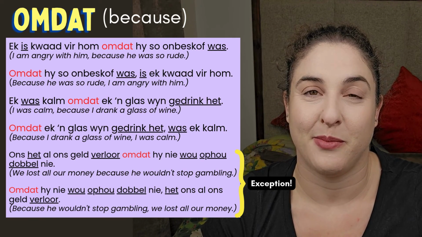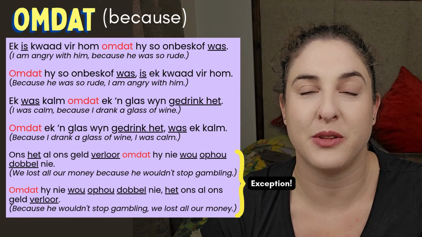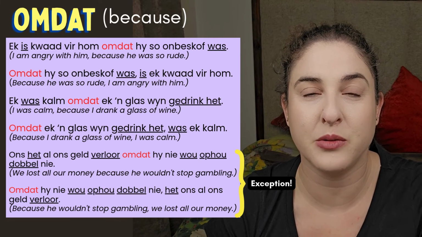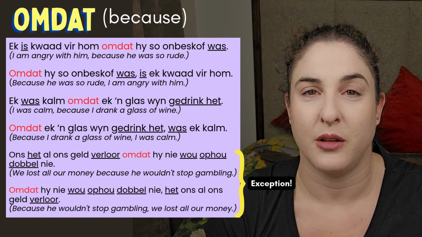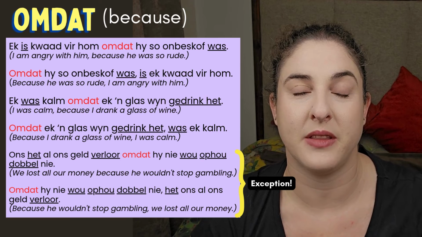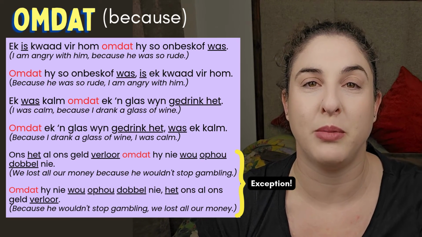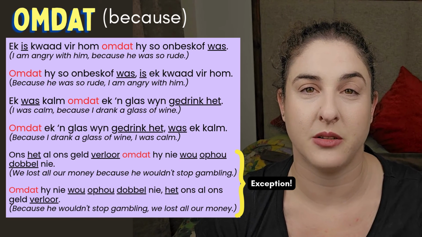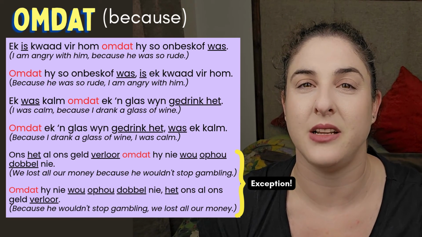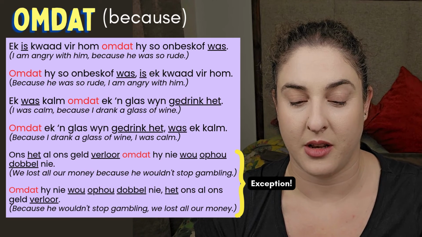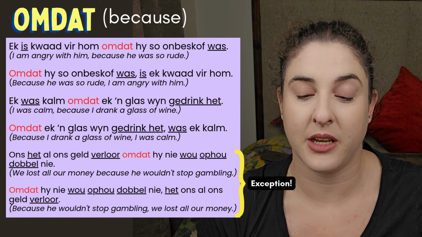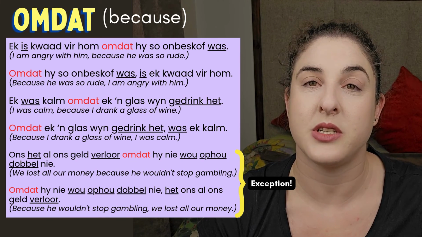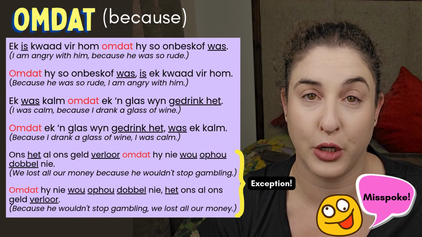So, yeah, there are some things that you can't follow to a T. A lot of the rules cannot just be followed exactly as is, because when the language becomes more complex, more complicated, there are a lot of the times things are changed around. So most of these things aren't completely rigid. And then if you move OMDAT to the beginning, omdat hy nie wou ophou dobbel nie, het ons almal geld verloor.